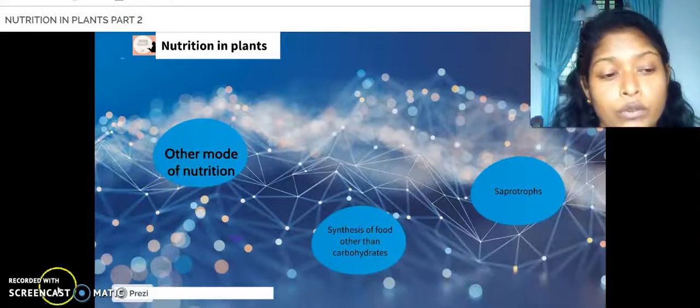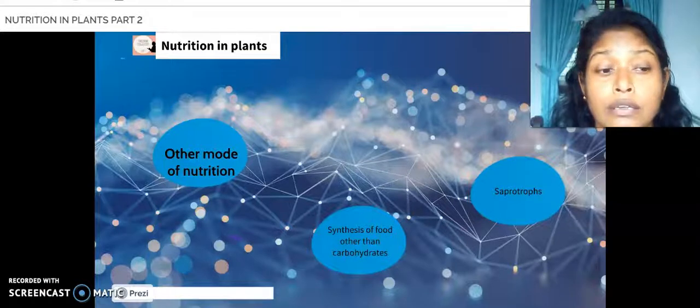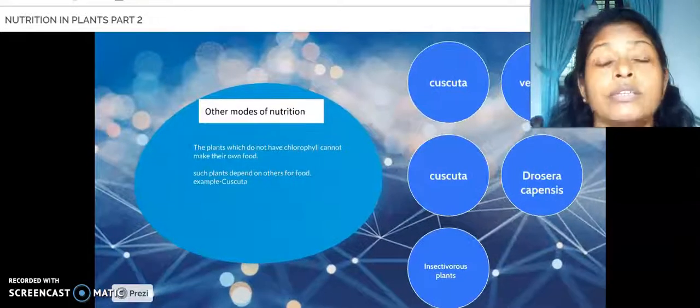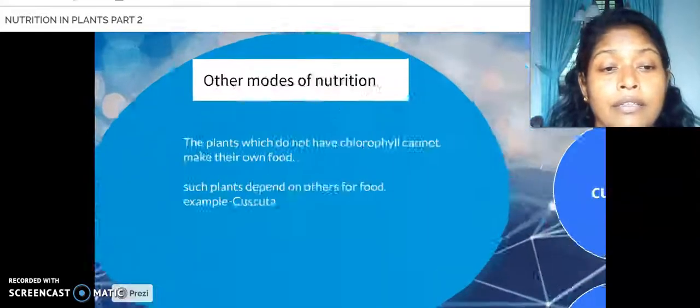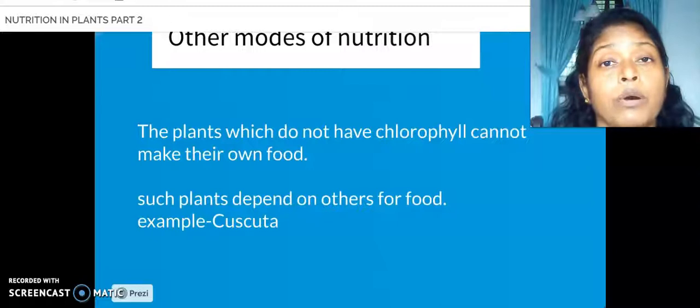So other mode of nutrition, what does that mean? It means that whether the plant who cannot synthesize their food, do they have another method to synthesize their food? So let's see, there is the plant which lack chlorophyll. So what they do, they depend upon the other plants like cuscuta.